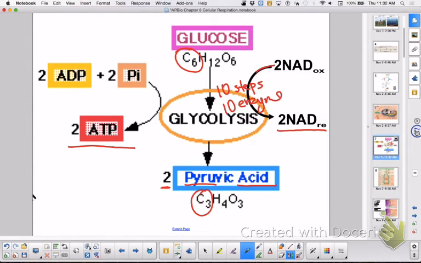Okay, ready? How many hydrogens here? 12. How many here? 8. I have 4 times 2 is what? 8. How many am I missing? 4. Who did we give them to? NAD became reduced NAD, right? That's where they went. So the energy in those bonds got given to NAD to reduce it, and now they have more energy. We have begun oxidizing the glucose, taking the energy from it and transferring it into NAD.